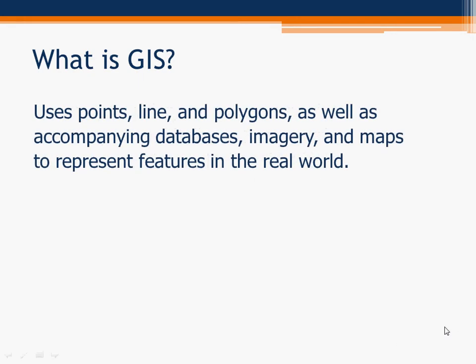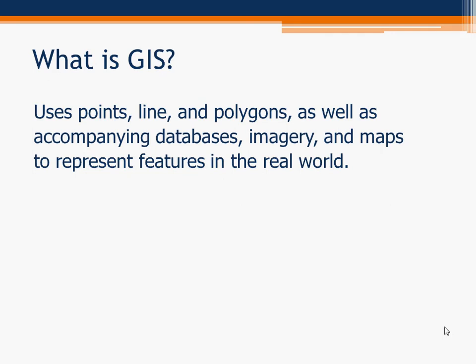So what does a GIS do? Well, it uses points, lines, and polygons as well as accompanying databases. So I'll talk about that a little bit more. Imagery and maps to represent features in the real world. And one of the things we have to understand is that any map is an abstraction of the real world.